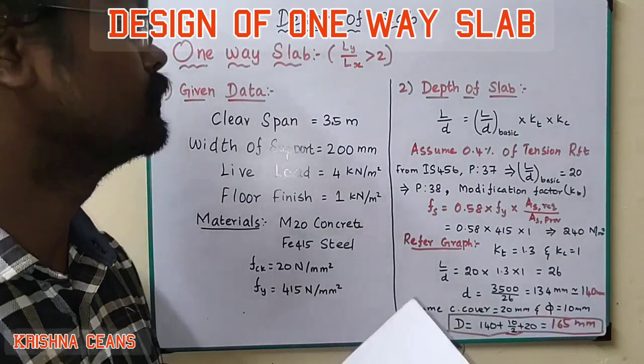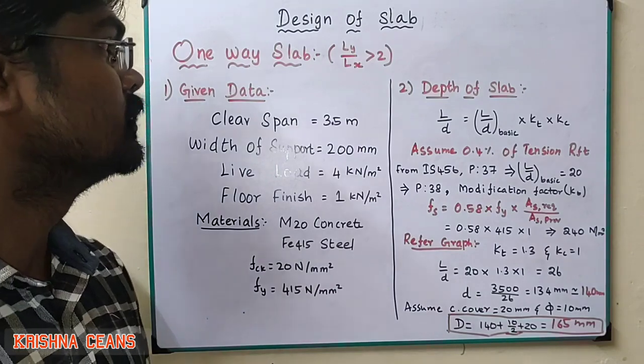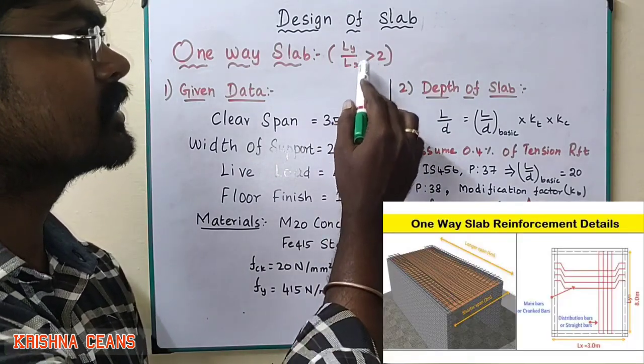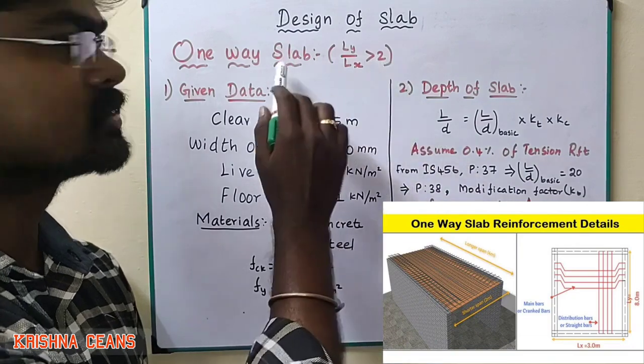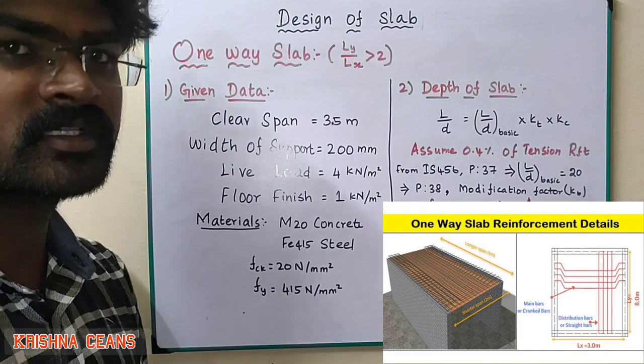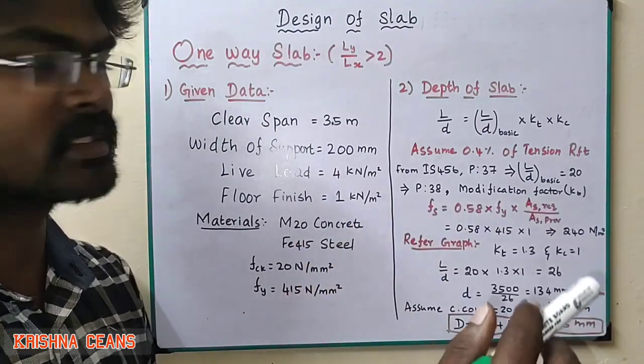So, design of one-way slab. In this video we will discuss, as we discussed earlier, if Ly by Lx is greater than 2, we will consider it a one-way slab, whereas what data is given? Based upon the data only we will design the slabs.